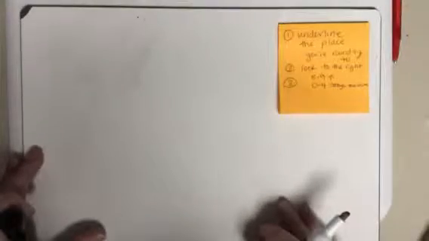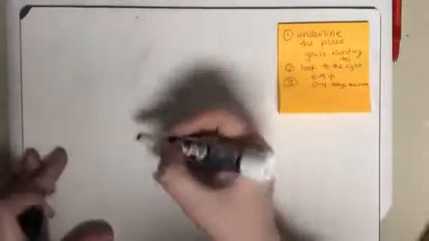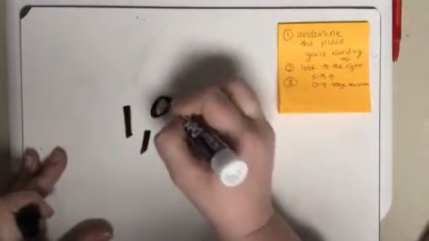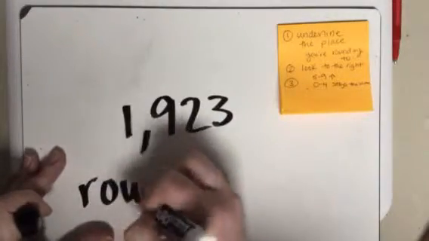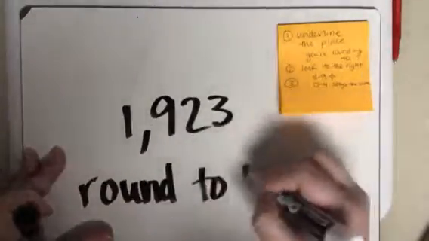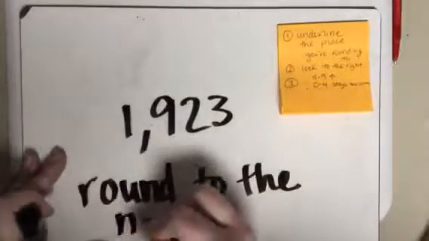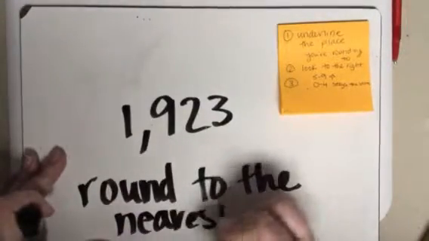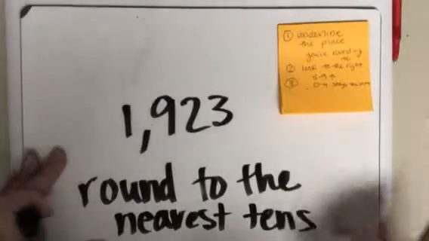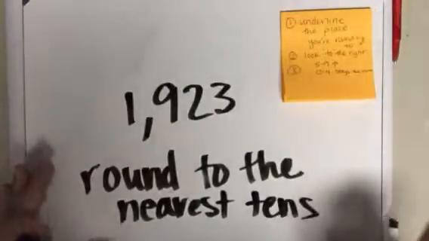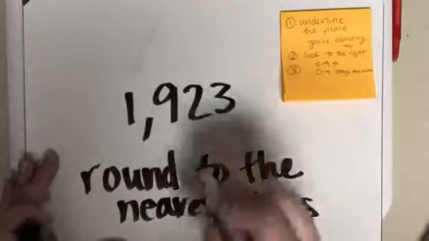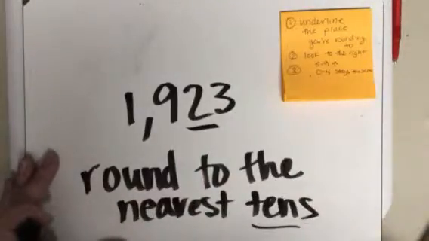So we're going to start with whole numbers and then we'll move to decimals. So if I have 1,923 and they said round to the nearest tens, if that was the directions, okay? So we're going to do step 1, underline the place that I'm rounding to. Rounding to tens, I'm going to underline the tens.